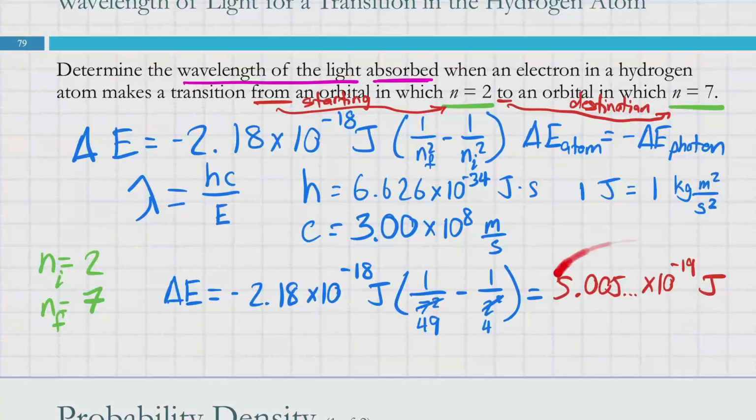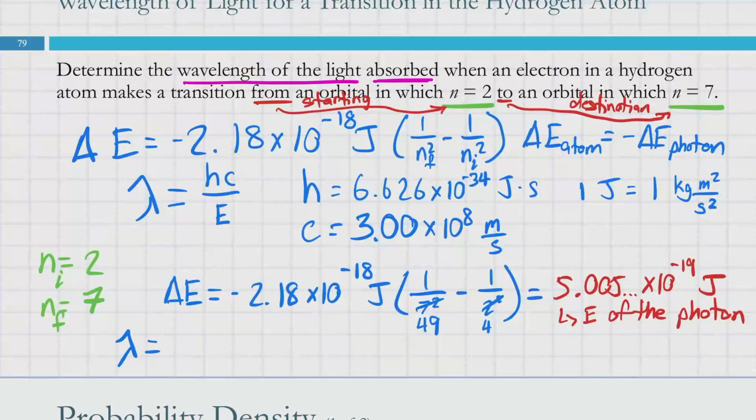So this is the amount of energy that would have been absorbed by the electron to cause it to jump from 2 to 7. So the light must have been carrying this much energy. That was the energy of the photon, or energy of the light, and that's E in our lambda equals hc over E.